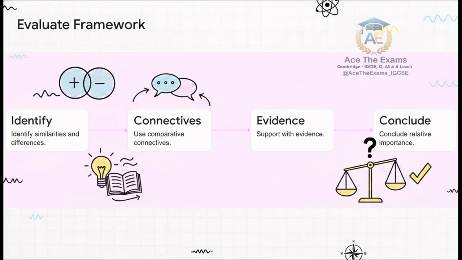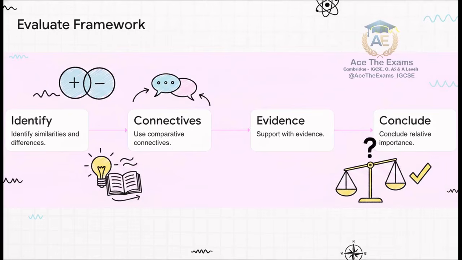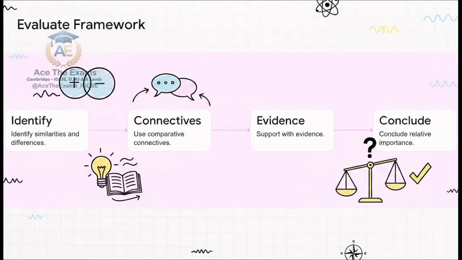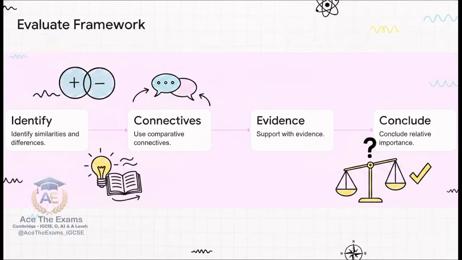Time for challenge 3, speed writing. I want you to imagine a 30-second timer counting down right now. Could you write one perfect PEEL paragraph using these 4 steps? If you practice applying this exact framework, you will completely justify your decisions and secure the absolute maximum marks available for any comparative question Cambridge throws at you.